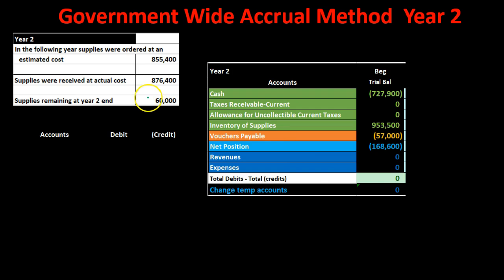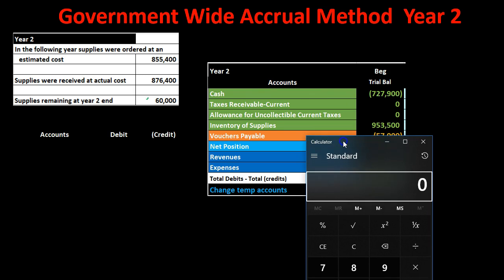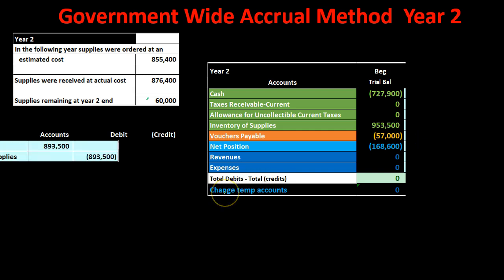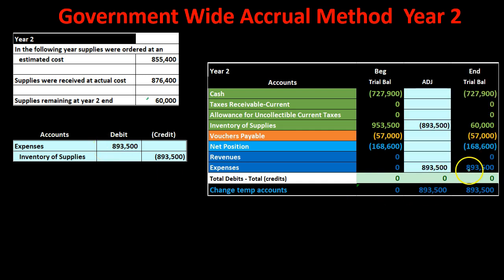Then at the end of the time period, we're going to say there's 60,000 left. Therefore, we're going to subtract this out. How do we know there's 60,000? We do a physical count. That's going to be the beginning balances plus the purchases minus what's left, 60,000, for 953,500. We assume we used then 893,500 on a periodic inventory system basis. So we're going to debit the expenses for that 893.5 and credit the inventory. So we debit the expenses, we credit the inventory, leaving us with inventory that is equivalent to the physical count.